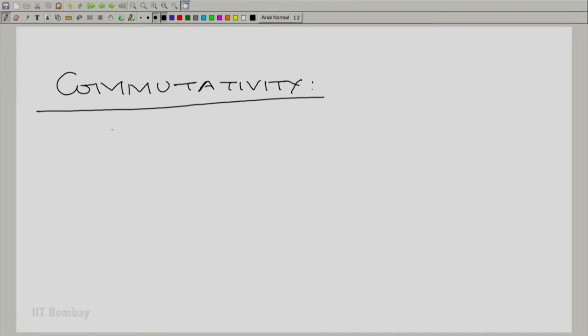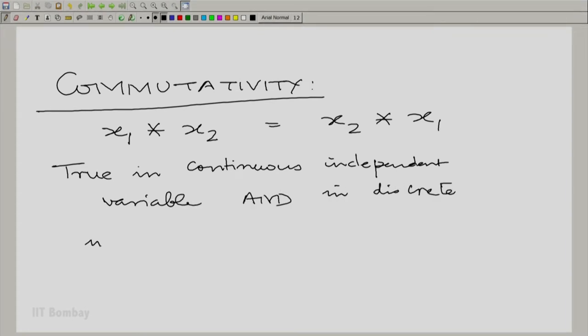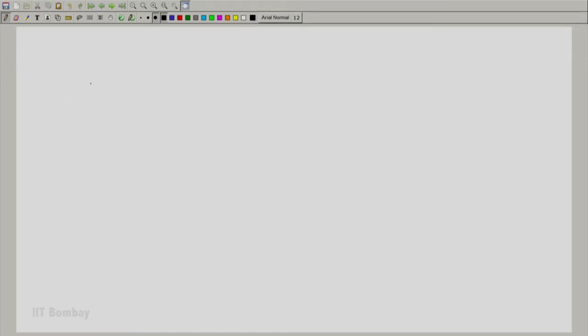It essentially says that x1 convolved with x2 is the same as x2 convolved with x1, and this is true both in continuous and in discrete time. True in continuous independent variable and in discrete independent variable. We shall prove it for both. Let us prove it first for discrete, that is a little easier.